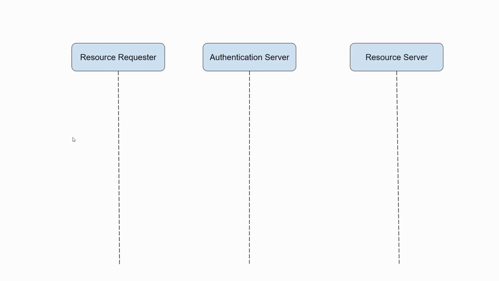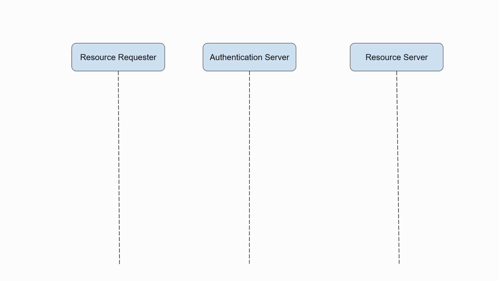A resource requester, I have named it as a resource requester. We'll see in a while why it can be called as client. The resource requester sends a request to the resource server to fetch some data or information from the resource server. The resource server wants to give the information only to permitted users or permitted requests. What the resource server does is it asks the authentication server to make sure that every request coming from the resource requester is authenticated and authorized.